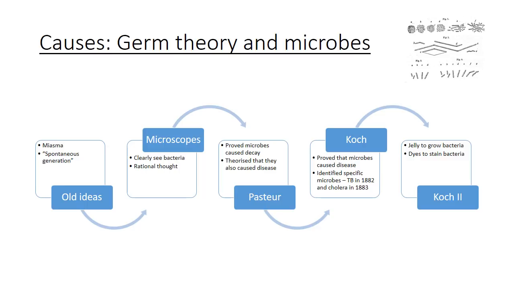He also did something else that was quite important on his second stage. He developed an agar jelly, which enabled him to grow bacteria and observe its growth. And also he developed dyes so that he, or other scientists, could observe how bacteria were behaving under the microscope.